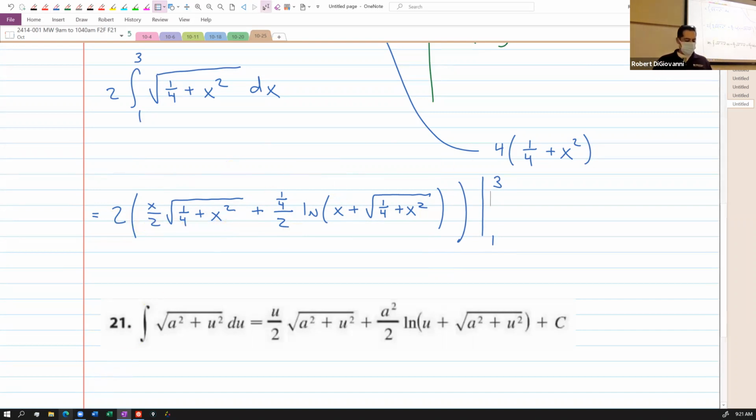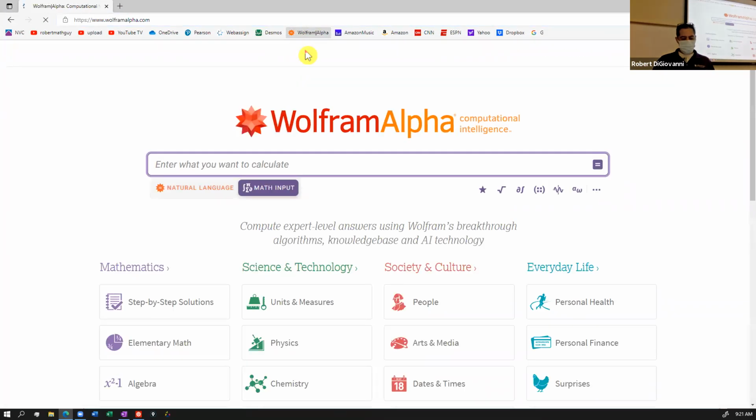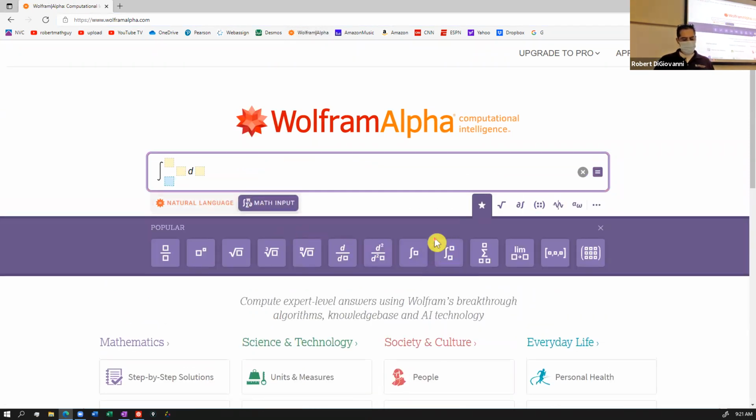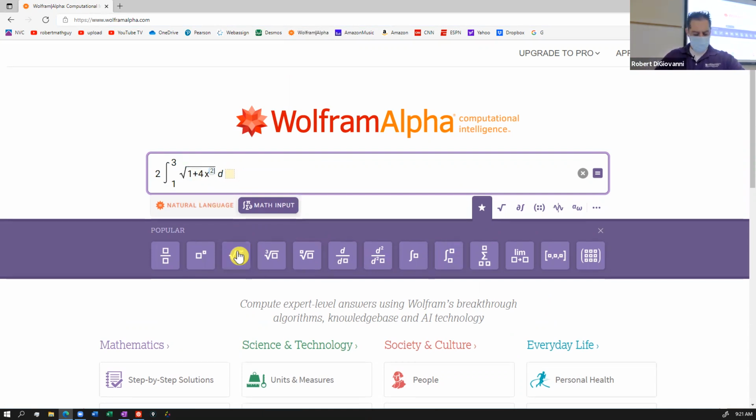Now, just so we have an answer, I'm going to go to a website and do it. So I'm going to ask Wolfram Alpha to give me the definite integral from 1 to 3. Let me put a 2 out here in front. And it was the square root, right, of 1 plus 4x squared dx. Here we go.